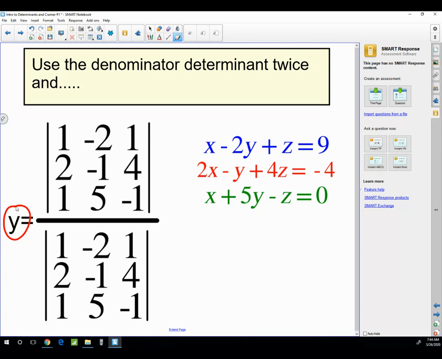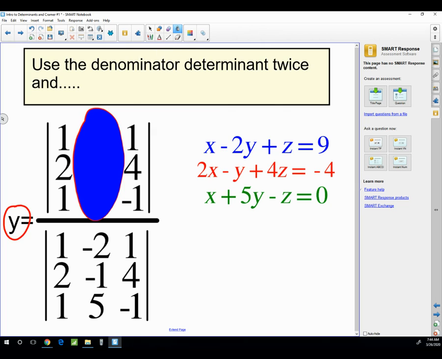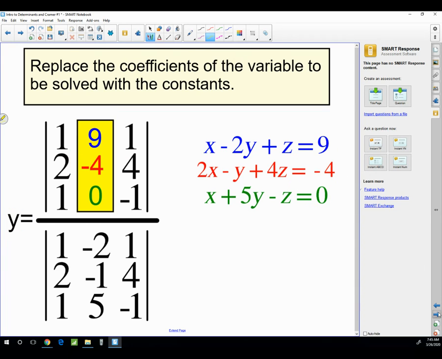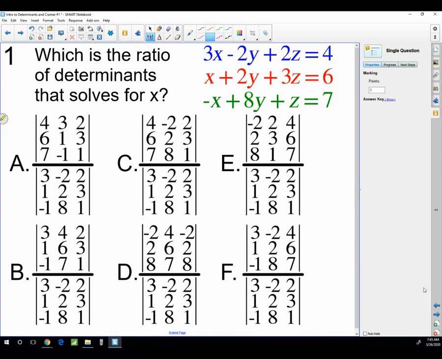And then it matters that we're solving this for y. So we would take out the y coefficients in the numerator, and we would just replace them with these constants in order, 9, -4, 0. Okay, so see if you can answer. You might want to pause the video and see if you can answer that.